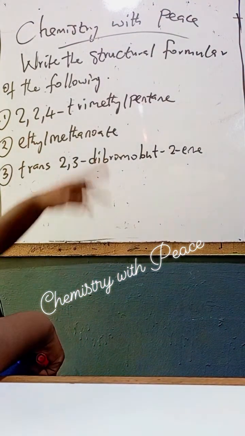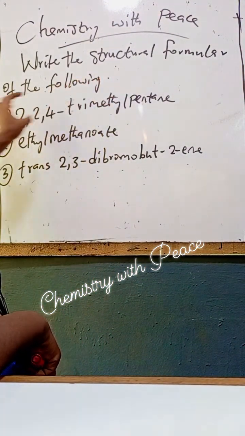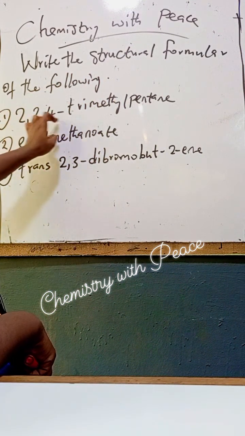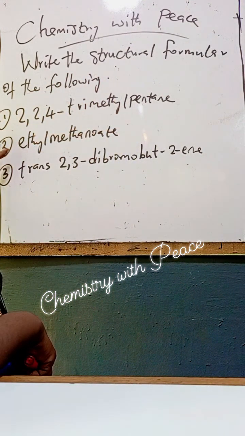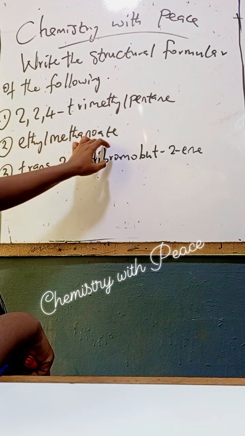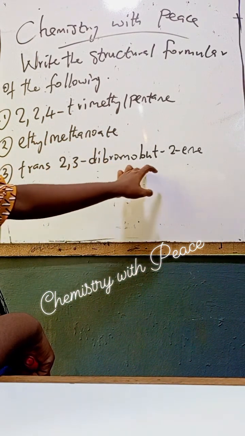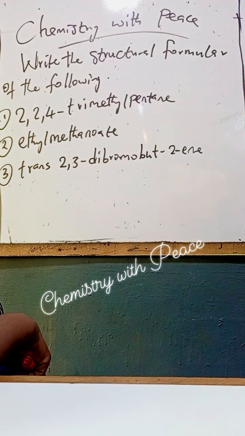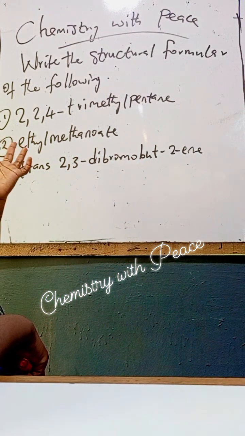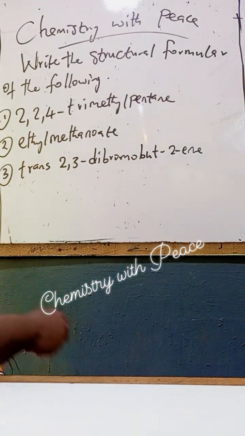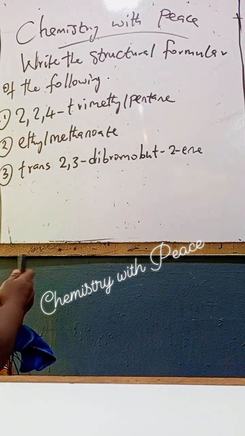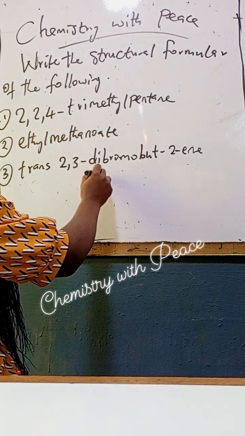I have a question on the board. Write the structural formula of the following. We have the first question, 2,2,4-trimethylpentane. The second question, ethyl methanoate. Then the third question, trans-2,3-dibromobutene. So how do you go about it? Let's start from the first question, 2,2,4-trimethylpentane.